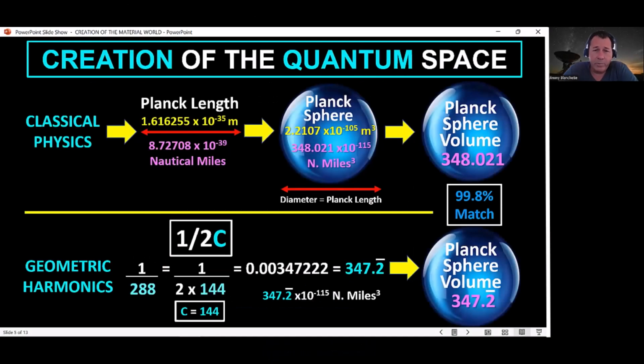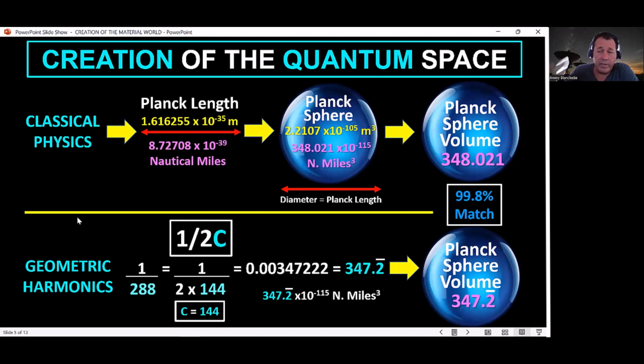Okay, so again, as we just saw in the video, the Planck length is the smallest oscillation of energy that can exist at the quantum scale. So if we take that energy, as I explained earlier, or that length, and we use this length as the diameter of a sphere, the Planck sphere volume that we obtain here will be equivalent to 348.021. That's the value that we obtain using classical physics. And again, this volume is expressed in nautical miles cubed.